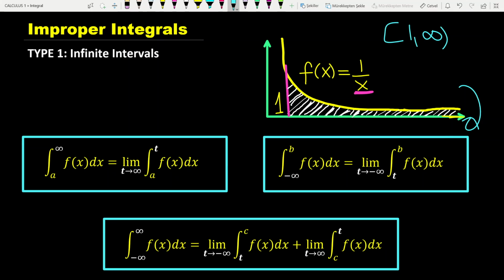Surprisingly, the area of the region described here is infinite, but the volume of the solid obtained by revolving this region about the x-axis is finite.